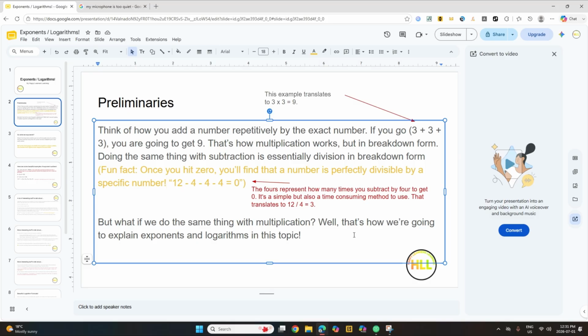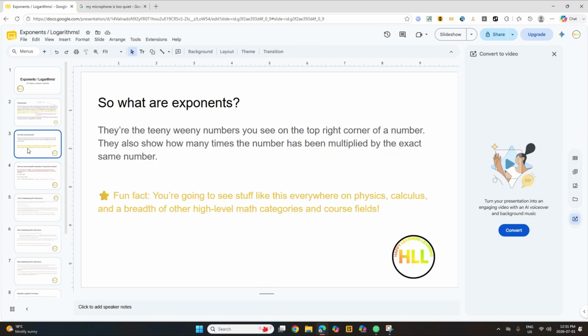But what if we do the same thing with multiplication? Well, that's the only thing we're going to fully discuss right now. So moving on to the next slide. So what are exponents actually? Well, they are the teeny weeny numbers you see on the top right corner of a number. They actually tell you how many times the same number multiplies by itself. Like, let's say 1 times 1 times 1, or 2 times 2 times 2. But we're gonna see the way it works on the next slide.